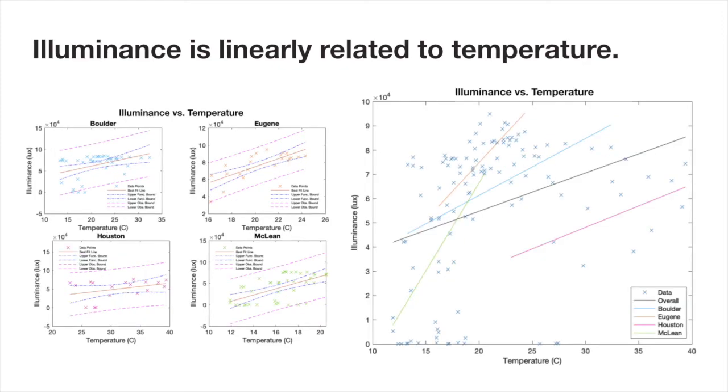As displayed in the plots separated by location, illuminance and temperature also exhibit a positive linear relationship as anticipated. On the right, the overall linear relationship is displayed along with the linear regressions for each location. The slope and vertical displacement of the aggregate illuminance versus temperature curve is subject to change if other locations are tested.